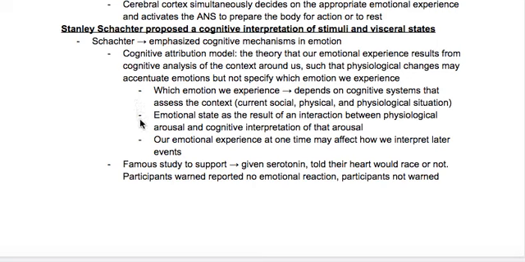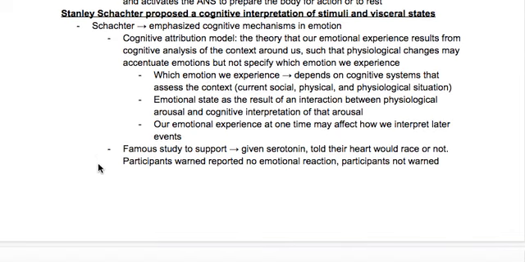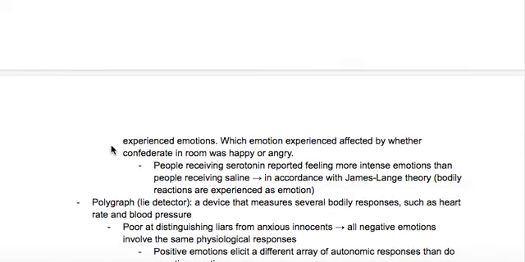The emotional state is the result of an interaction between physiological arousal and cognitive interpretation of that arousal. Our emotional experience at one time may affect how we interpret later events. The famous study to support this was to give epinephrine to a group. One group was told that their hearts would race, and the other group was told that it would not. The participants who were warned reported no emotional reaction, while the participants who were not warned experienced emotions.